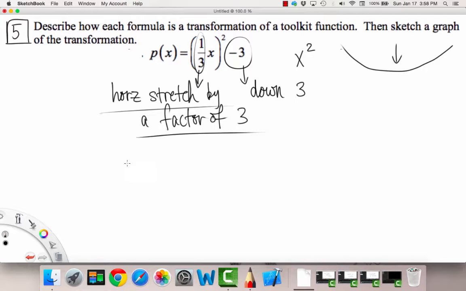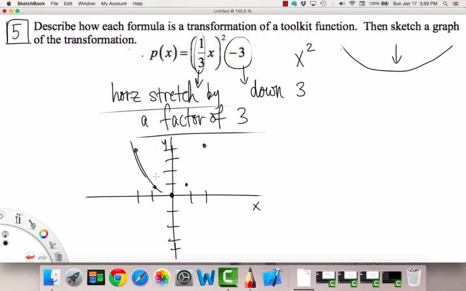So let's graph this. We're going to sketch a graph of it. So let me draw that. So this is x and this is y. Normally we have 1, 2, 1, 2, 3, 4, 1, 2, and then 1, 2, 3, 4, let's say. Okay, so normally we look like this. Our U looks pretty standard, our x squared graph. Okay? That's a pretty good U. Okay, so this is our normal x squared graph.